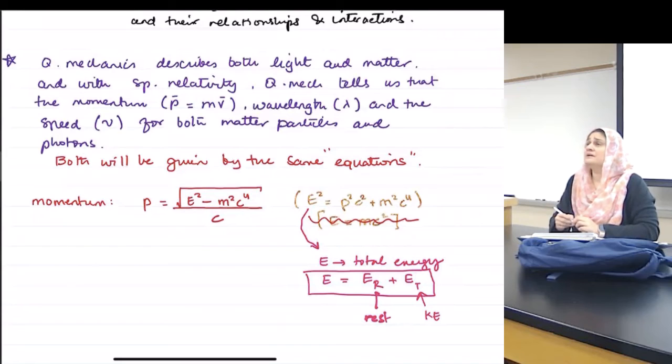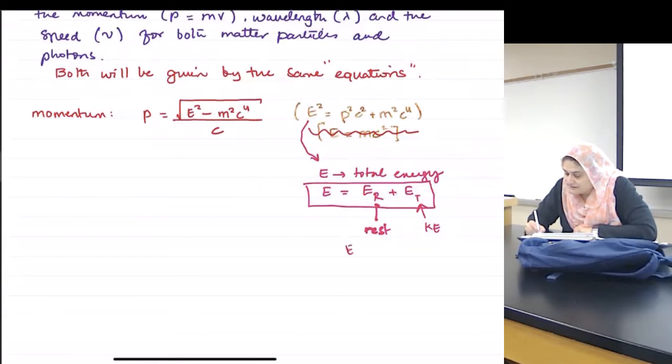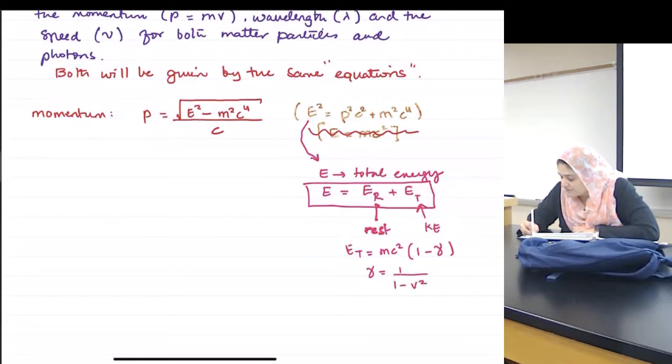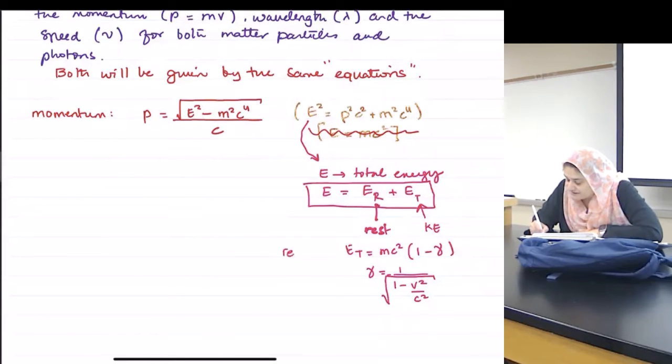But that is the special relativity, relativistic kinetic energy. So the relativistic kinetic energy, E_K, is given by mc squared times (gamma minus 1), where gamma is 1 over the square root of 1 minus v squared over c squared. And this is called the relativistic kinetic energy.